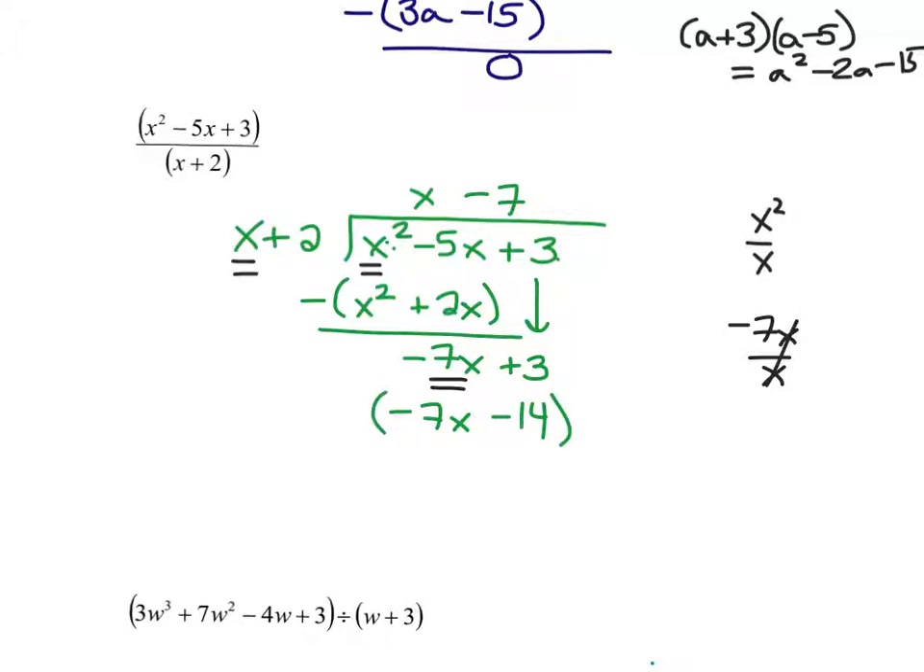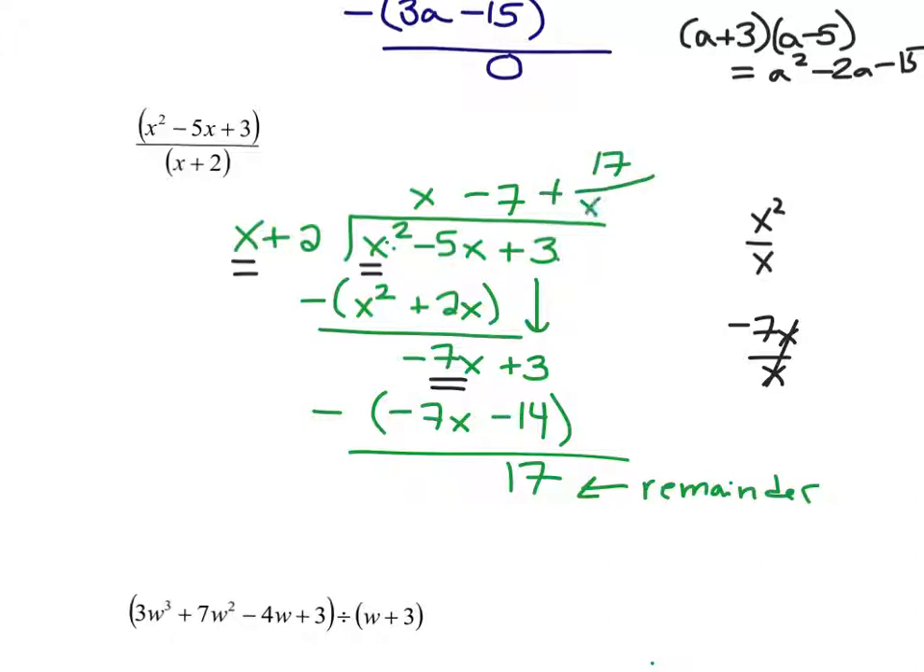The only difference in this one is we're going to put a remainder in this problem, because negative 7x minus negative 7x cancels out. 3 minus a negative 14 is 3 plus 14, which is 17. So this is our remainder. The way we generally write a remainder in a problem is I'll just say plus 17, which is the remainder, divided by x plus 2.